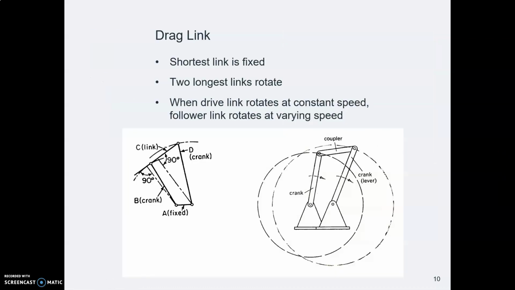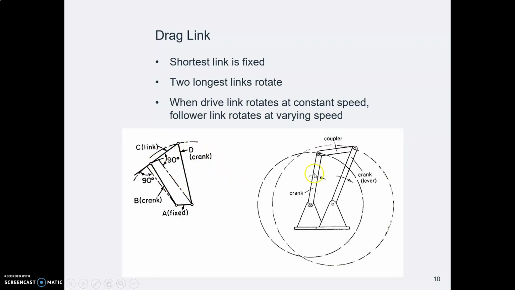The drag link is a weird one, I think. In the drag link, the ground link, the one that's fixed, is the shortest link, and the coupler is the next shortest link, and the crank and the follower are the longest links.